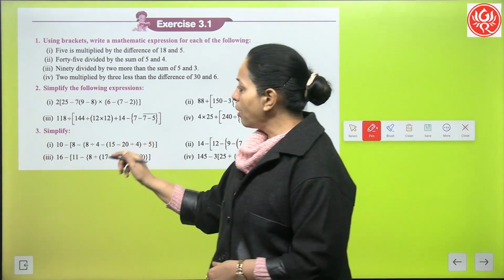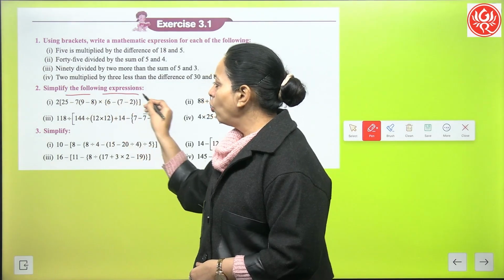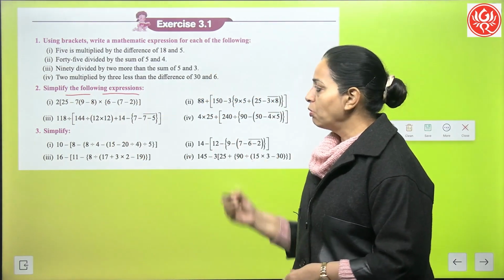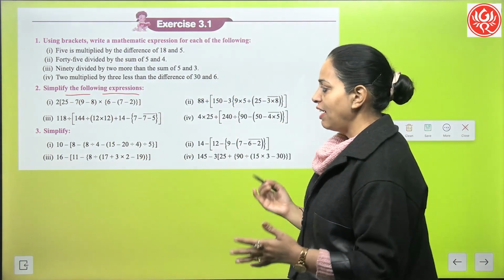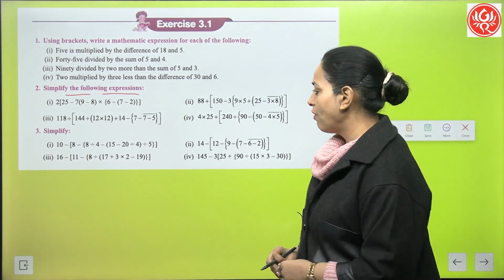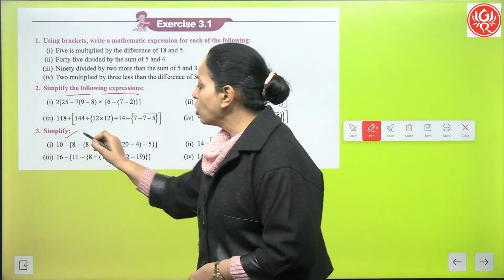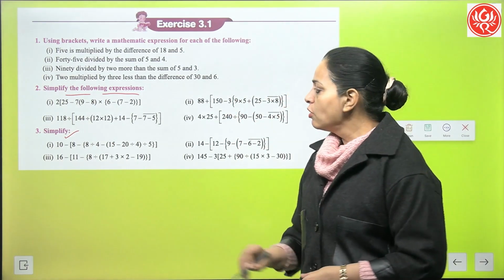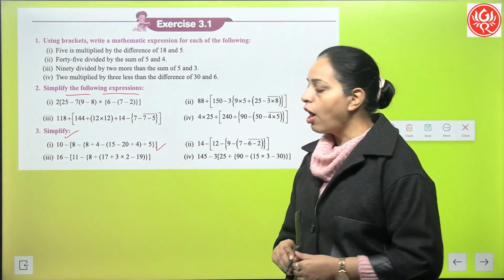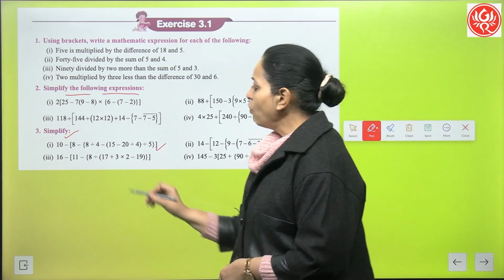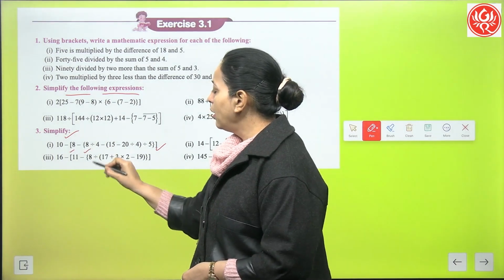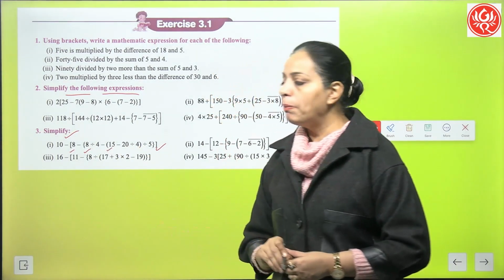Okay, now question number 2, simplify the following expressions. तो ये expressions आप try कर सकते हैं. This is same as examples which we have done. Now the third question, again simplify. So like the first part, how we can do it? You can see we have here square bracket, curly bracket and small bracket.